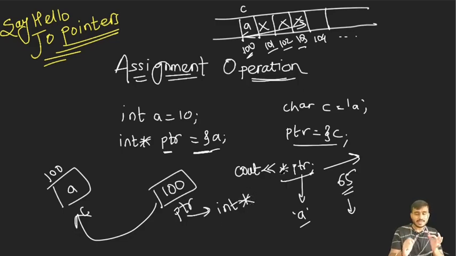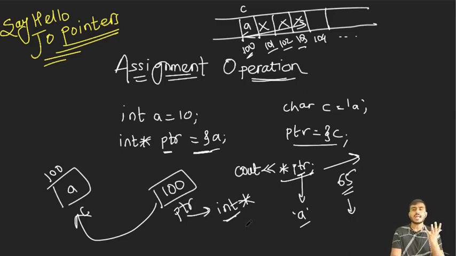So whenever we write star PTR, what exactly happens in the background? How does the compiler actually get the value at that memory location and give it back to us? Let me tell you how the compiler operates. Whenever we write star PTR, the compiler will check the type of PTR. The type of PTR is int star. That means the compiler will know that PTR is a pointer to an integer variable, right?